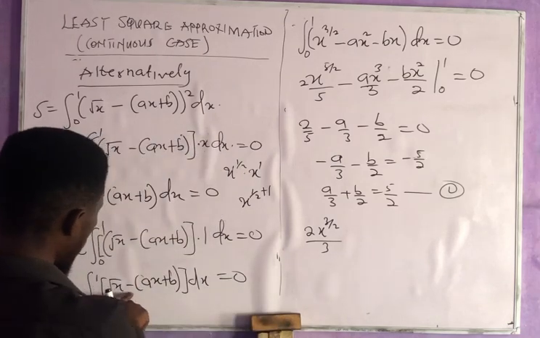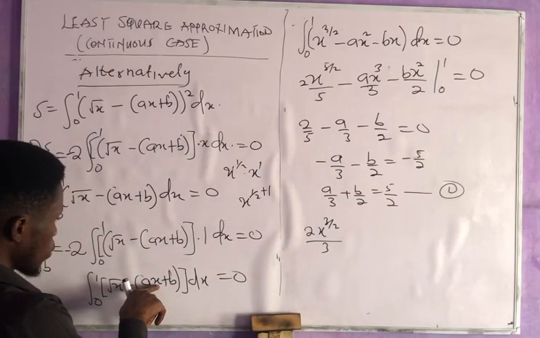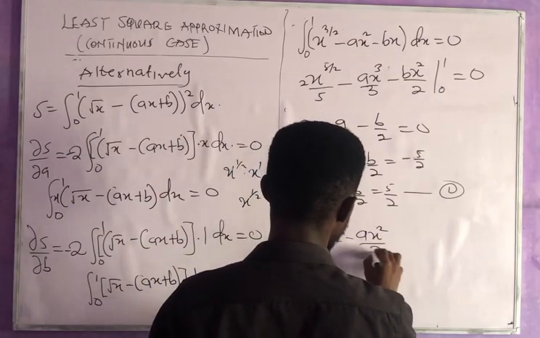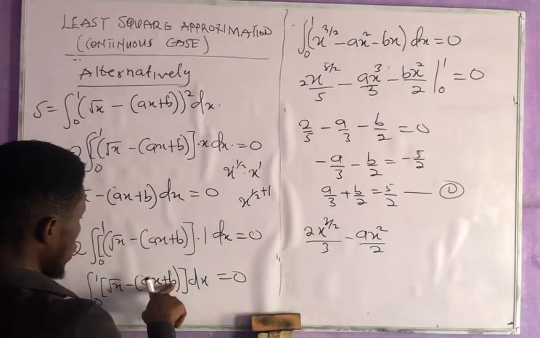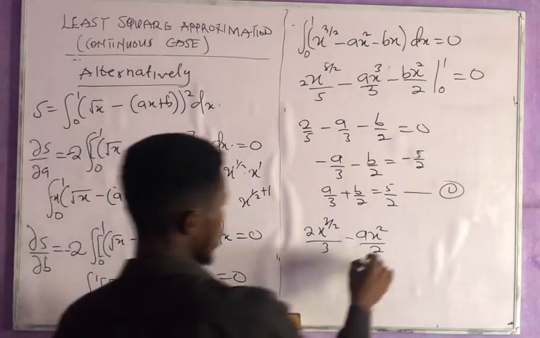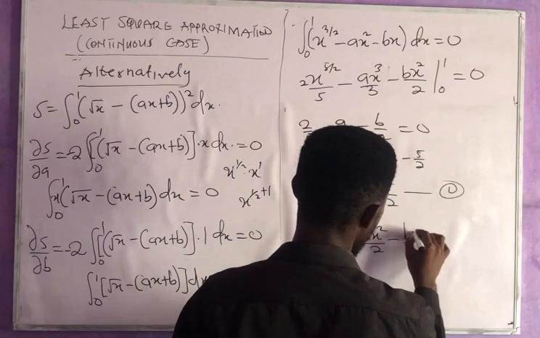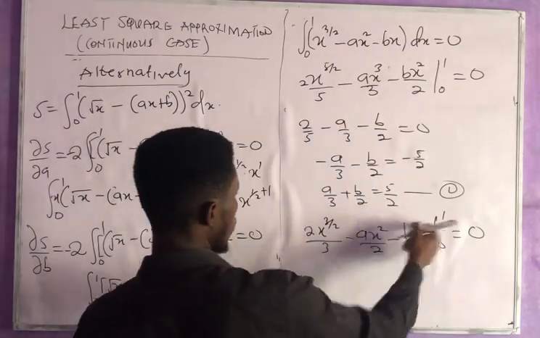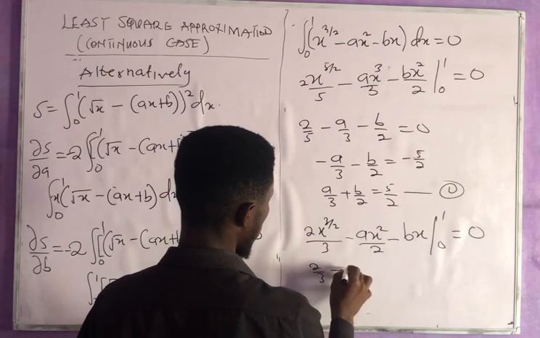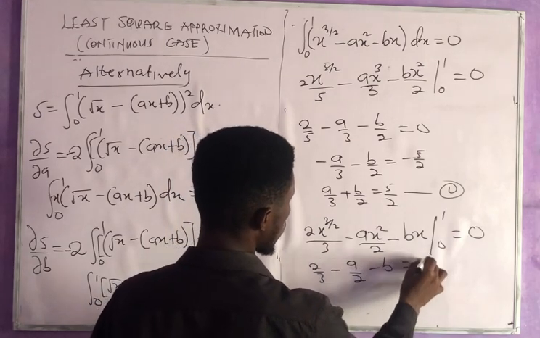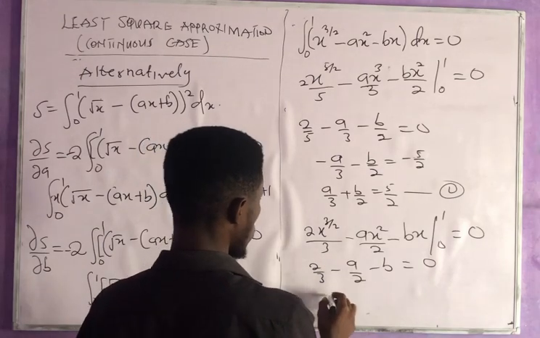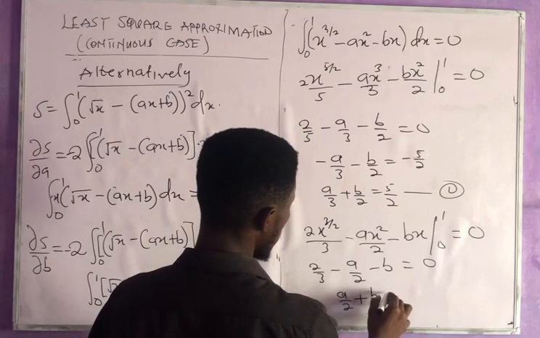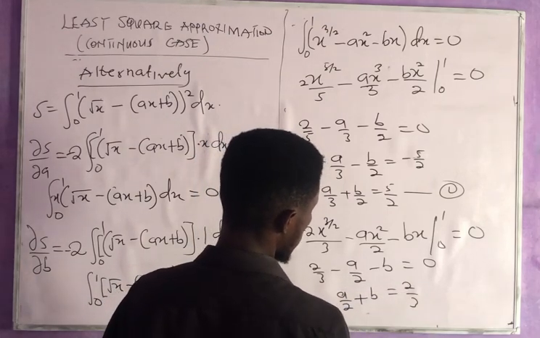Then minus ax. If I integrate with respect to x, this will give me minus ax squared over 2. And the negative sign is here. So if I integrate with respect to x, the b is treated as constant, so it will be negative bx. Sum from 0 to 1 is equal to this. So if I substitute the value of 1 there, I'm going to have 2 over 3 minus a over 2 minus b equals 0. Put 0 there, you get everything to be 0. So if I bring this one there, I'm going to have a over 2 plus b is equal to 2 over 3.